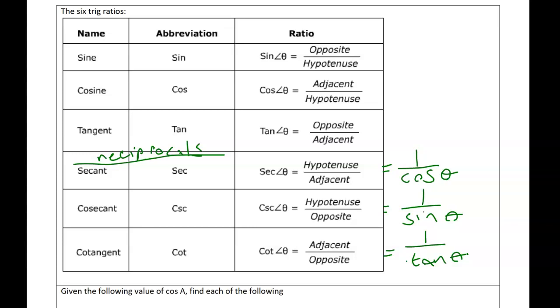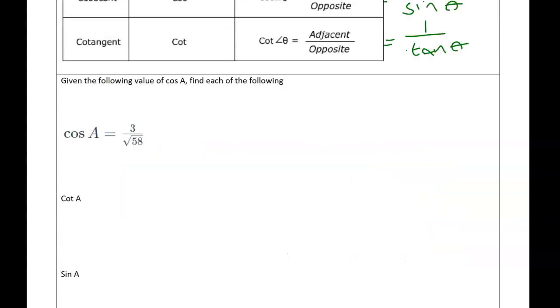Okay, so let's look at an example of solving a triangle. So we are given in this particular example cosine of A, and it has to find cotangent of A and sine of A. So the first move here always is going to be to draw a triangle and label angle A. I could put it up on top here, it doesn't matter as long as I'm consistent. And then let's figure out what we know.